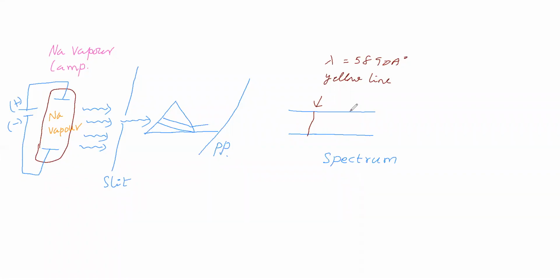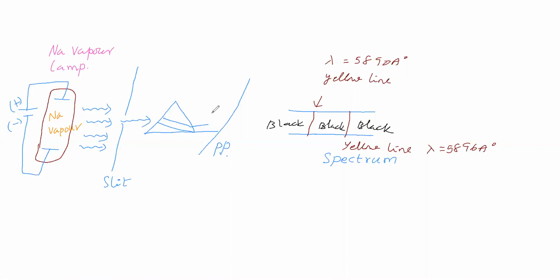And another yellow line is there, which is also a yellow line, with a wavelength of 5896 angstrom. The rest of the place is appearing black. So the background is black. At these wavelengths only fine yellow lines are there, and the rest of the places are completely black.